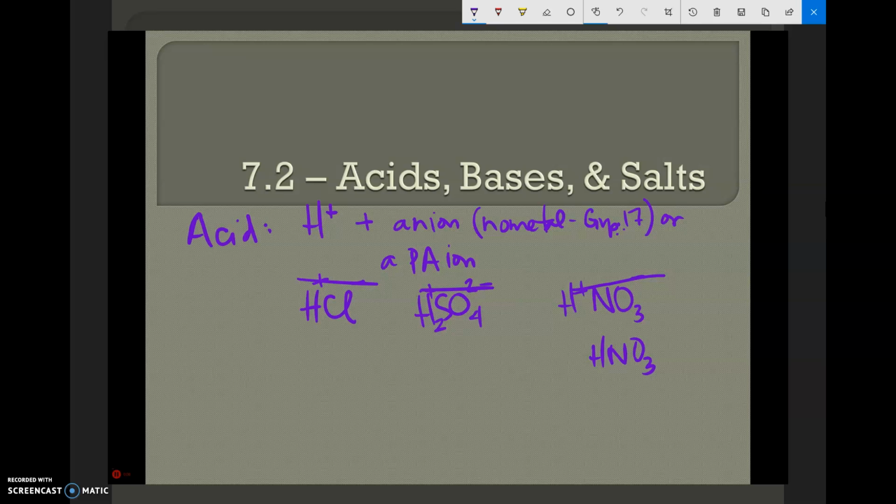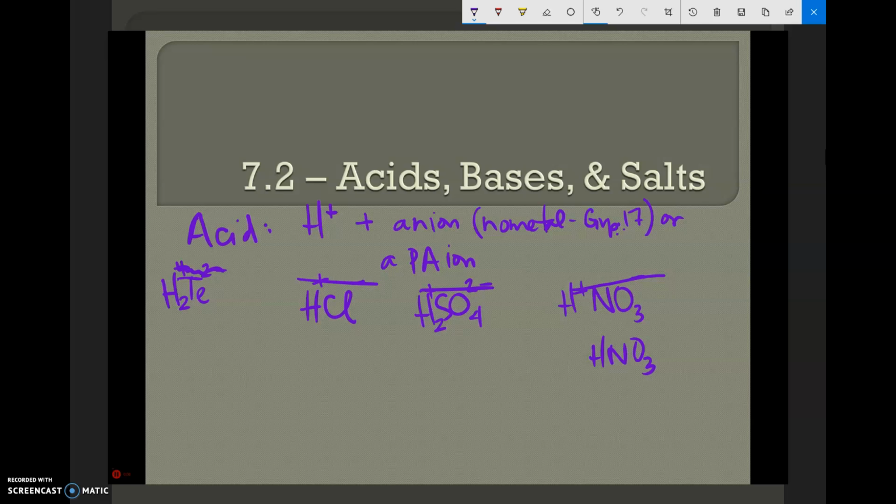Or let's say you have hydrogen being bonded to tellurium. Tellurium's in group 16. That would have a negative 2 charge. We'd have to swap and drop those charges. So you would get H2Te. So make sure you can identify an acid. It has a hydrogen ion bonded to an anion, so a nonmetal, mostly in group 17, some in group 16, or a hydrogen ion bonded to a polyatomic ion.